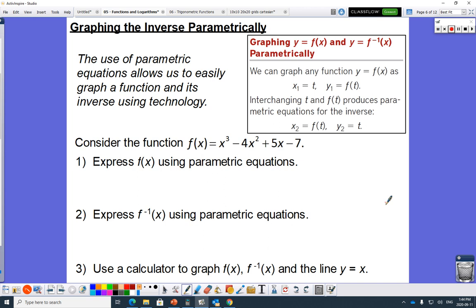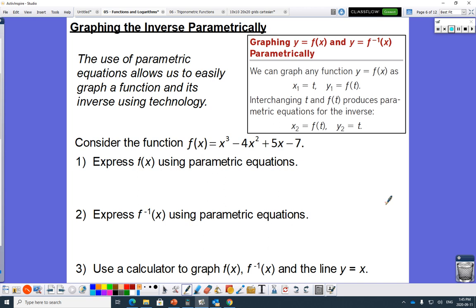Graphing inverse parametrically. This will go quick because it is so nice and easy. When it's in parametric form, inverses are so nice. If you've got a graph that you're graphing where the x is t and the y is f of t, you can just flip those two to get the inverse. Make the x the f of t and the y the t. It's actually that easy. So you're really just reversing the roles of x and y when you're doing parametric. So the use of parametric equations allows us to easily graph a function's inverse using technology.